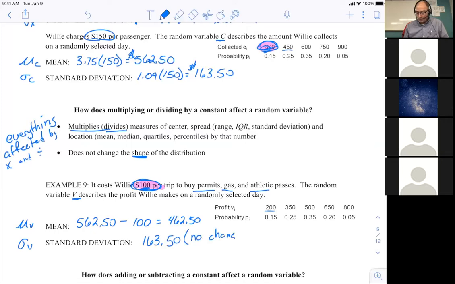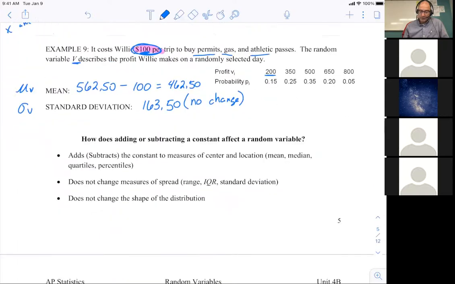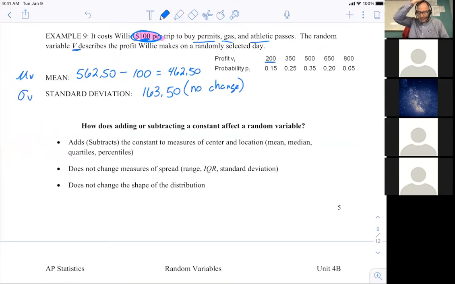Because all that happened is we changed this location on the number line. So adding and subtracting affects center and location. It does not change the measures of spread. It does not change the shape. So when we add or subtract, it's just going to affect our measures of center and location.